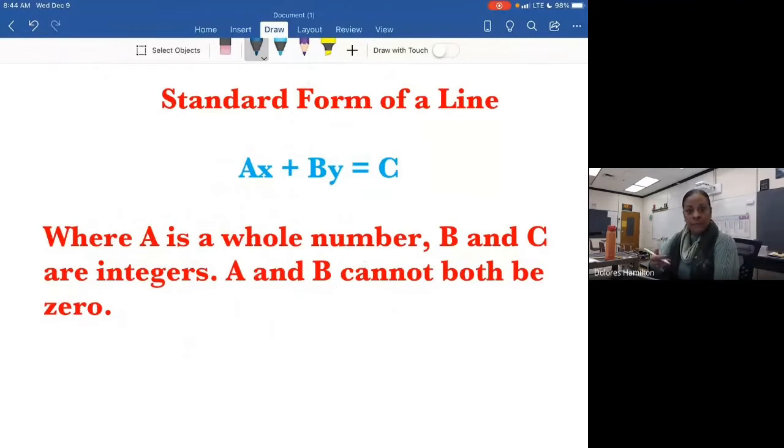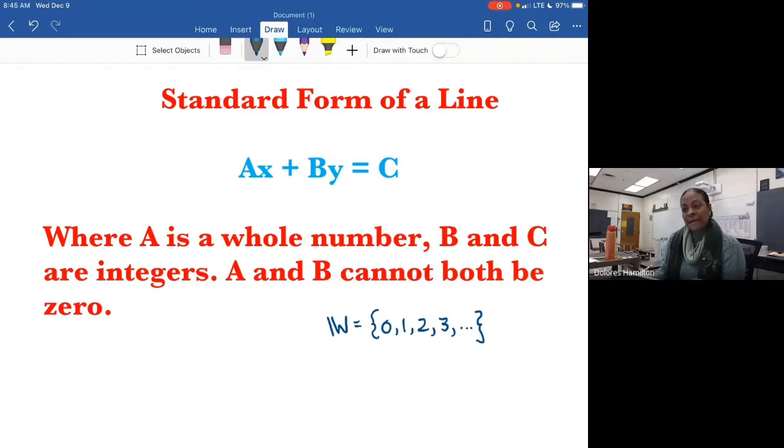So we've seen this form already, ax plus by equals c for the standard form of a line. But now we are putting some conditions on the values that a, b, and c can be. So the first is that a has to be a whole number. And if you needed a little refresher, those are the whole numbers. They start with 0 and then just keep going. A has to be a whole number.